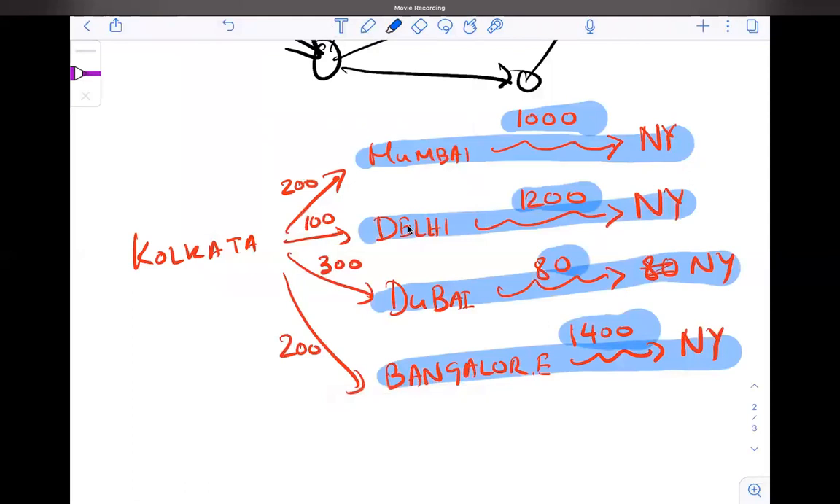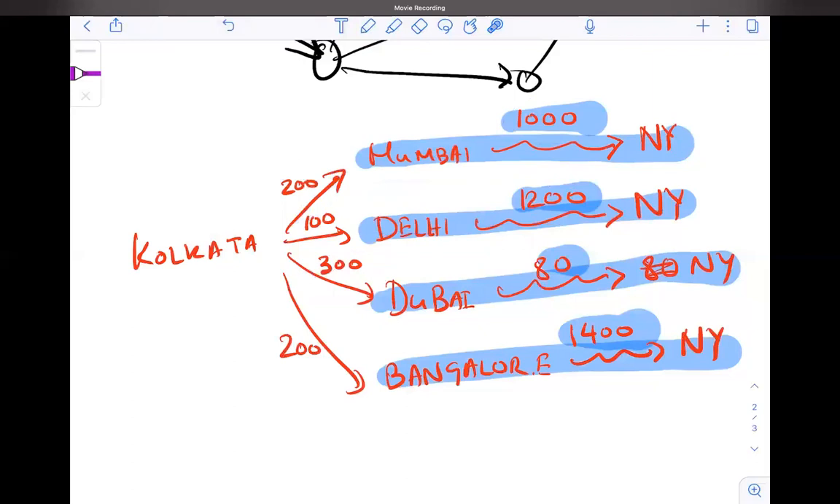How can you find out, or cheapest path? Joan Maitro, are you there? Yes, I can add them and then find the minimum. You can add them. So from Calcutta, you can say that, okay, if I go through Mumbai, then the total cost will be 1,000 plus 200 is 1,200. Very good. Through Delhi is 1,200 plus 100 is 1,300. Through Dubai is 800 plus 300, 1,100 or something like that. And you can take the minimum of them.